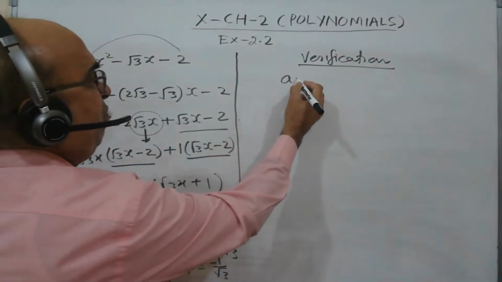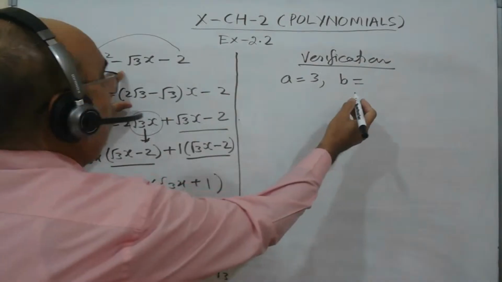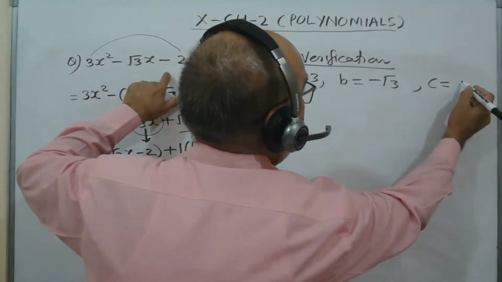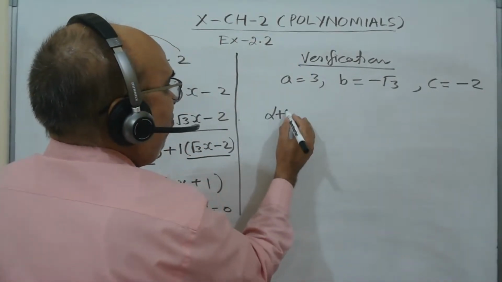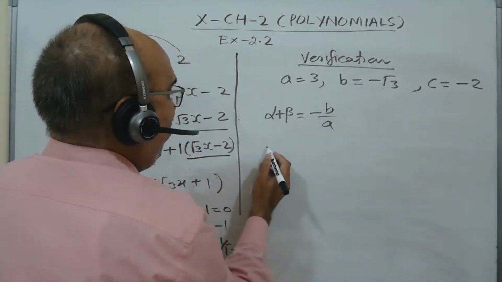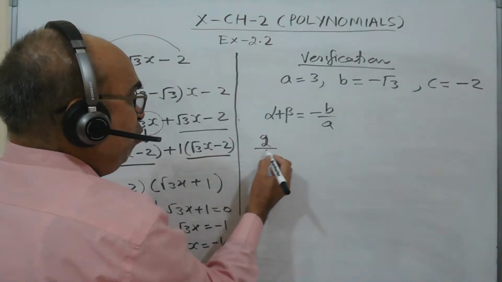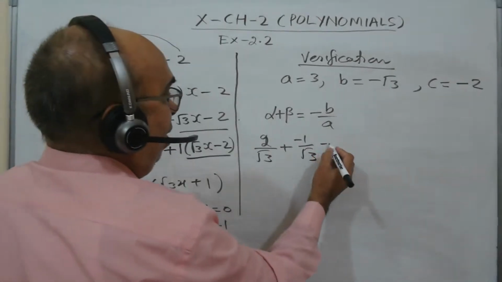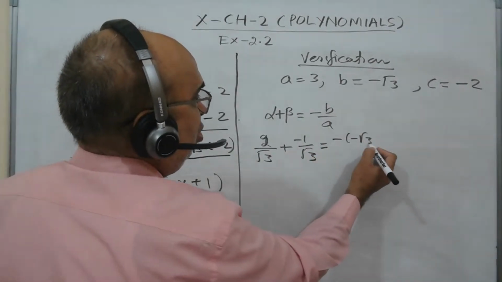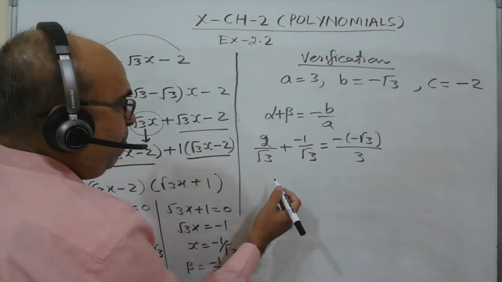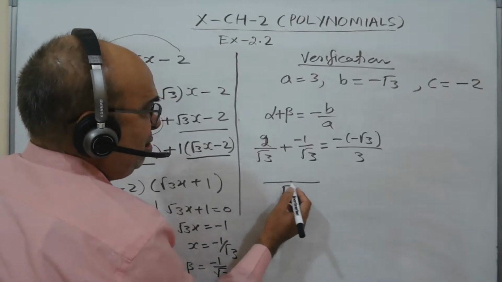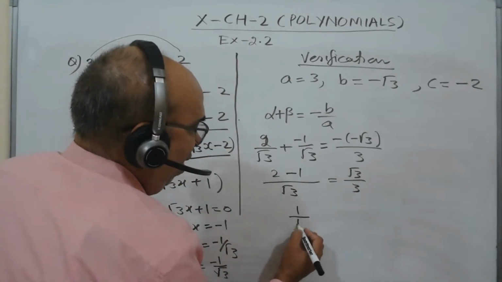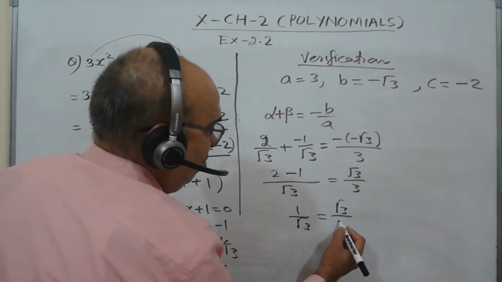Verification. A, coefficient of x square, is 3. B, coefficient of x. C, constant term, that is minus 2. Alpha plus beta equals minus b by a. Alpha is 2 by root 3 plus minus 1 by root 3 is beta. And minus b means minus root 3 by 3. So root 3 is the LCM, 2 minus 1, and it is root 3 by 3. So it is 1 by root 3 equal to root 3 by 3.